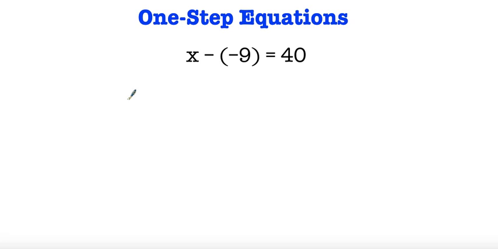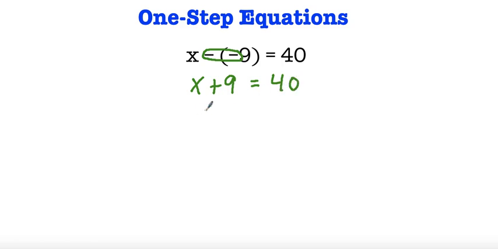So here I have another problem. x minus negative 9 is equal to 40. Now before we start solving for x, remember that two negative signs will become positive, because if we distribute the negative to the negative, so negative times a negative, it equals a positive. So here we could first rewrite this as x plus 9 is equal to 40.